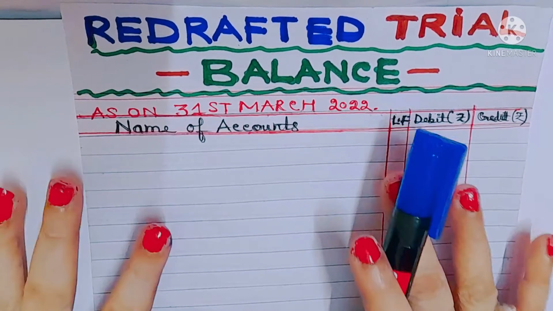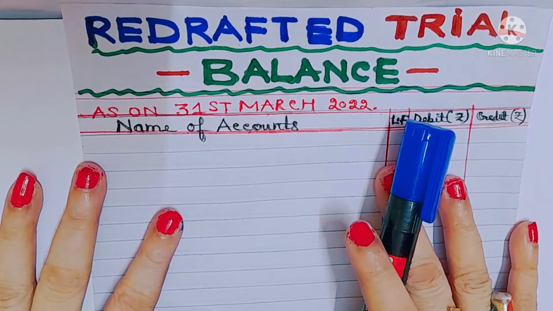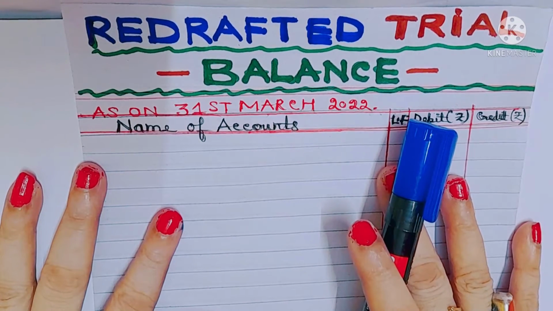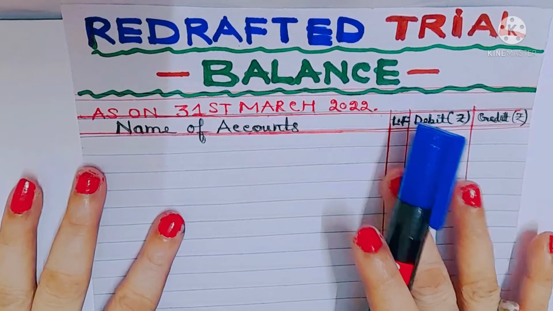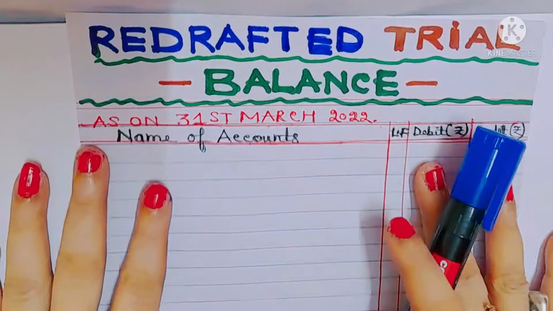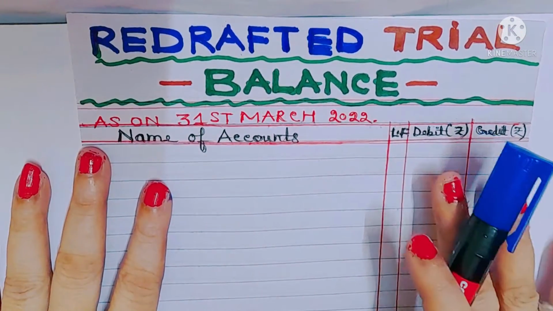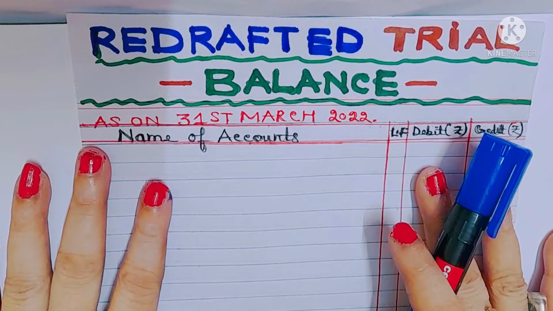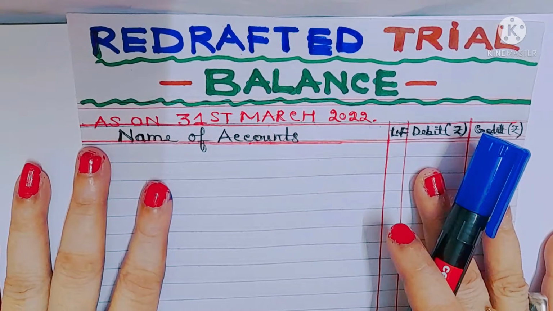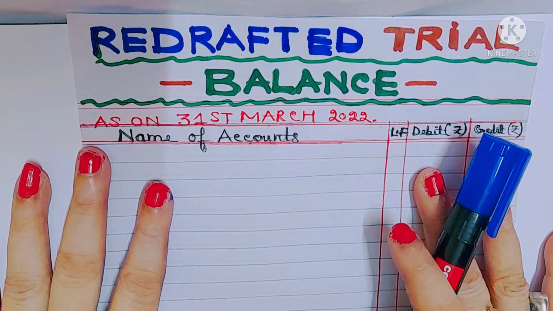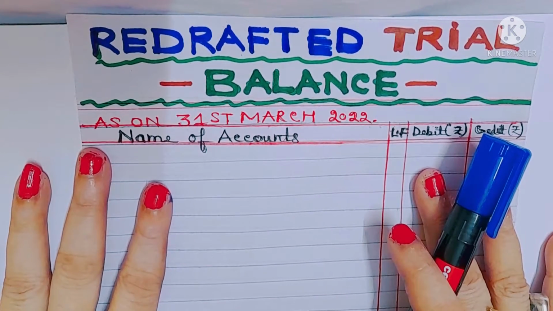In this video, I'm going to discuss how to solve a redrafted trial balance. So let's get started. What is redrafted trial balance? Well, preparing a corrected trial balance after detecting the errors and rectifying the errors is known as redrafting of a trial balance, or redrafted trial balance, or a corrected trial balance. Okay? Now let's go through the problem.